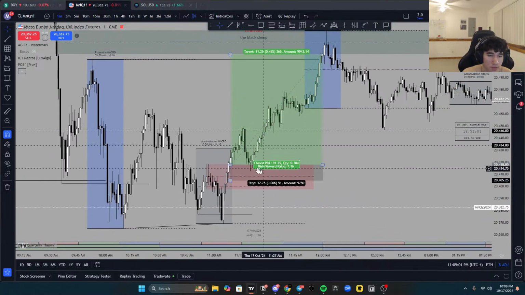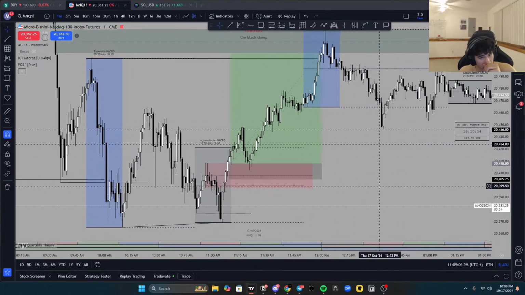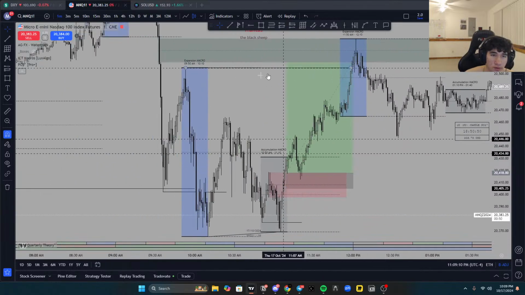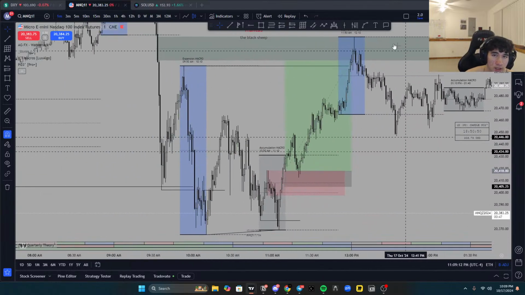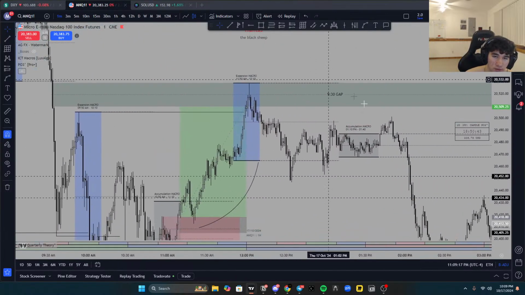But we retrace into the high probability breaker, and we have a fair value gap right here, making this a unicorn. So now that we have a unicorn, we run up higher, we push out this high. There's an expansion macro, a parabolic expansion to take out this macro high. This macro is what caused the expansion up higher to fill the 930 gap.